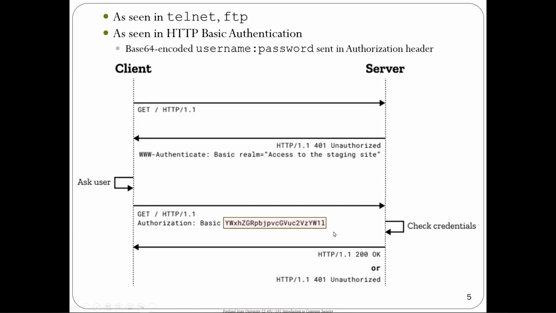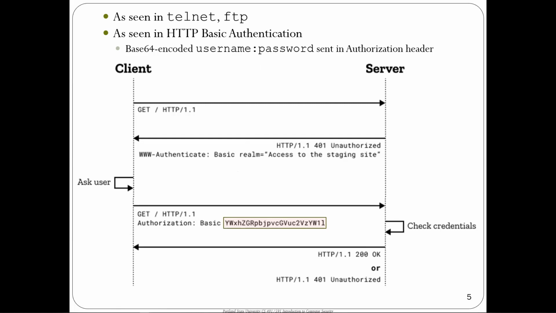Where's my pointer? Right there. And so this is a base 64 encoded blob that's basically your username and password. So we saw earlier, base 64 isn't encryption, that's encoding. And so this is basically insecure.